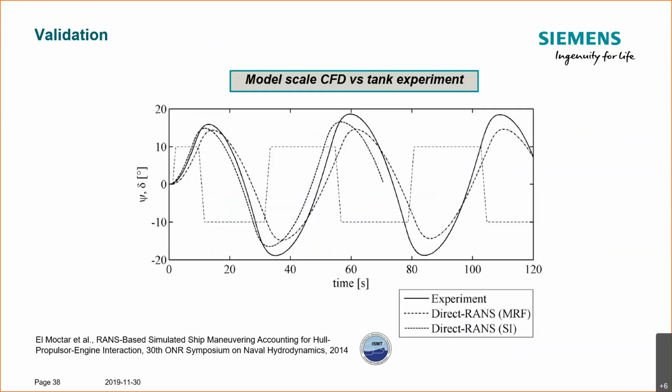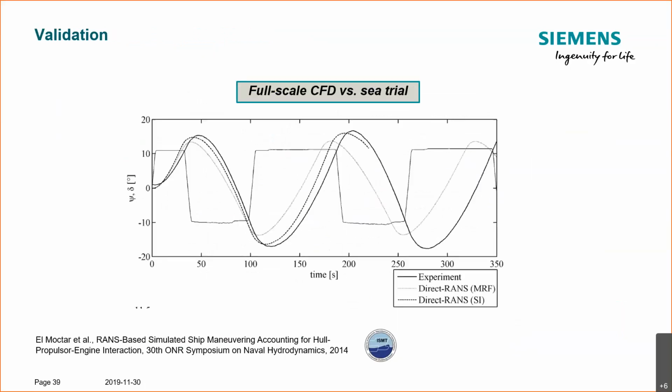Just as a comparison, both methods, even though there were differences, are in favorable agreement for the first overshoot angle, and then for the second and third overshoot angles, only the sliding interface method yields favorable results, I would say. So this was for the model scale. Sea trials were also available, and this was also performed in full scale. And here the comparison is even better for the CFD simulations, even though the overall conclusion, looking at the entirety of simulations and tests performed, is that the direct maneuvering simulation yields very good results.